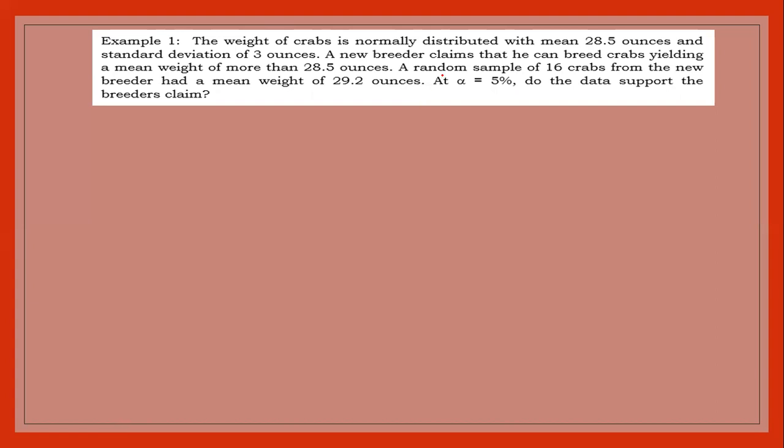Okay? So, dinalhan ka niya ngayon ng 16 crabs. So, a random sample of 16 crabs from the new breeder had a mean weight of 29.2. So, nagpakitang gilas siya sa'yo. May dala-dala siyang 16 samples ng crabs niya. And then sabi niya, sige nga, i-weigh mo, tingnan natin weight kasi talaga mas malaki to. So, ang lumabas is 29.2. Numerically, mas malaki talaga siya. Mas mabigat siya dun sa kinukuhanan mo.